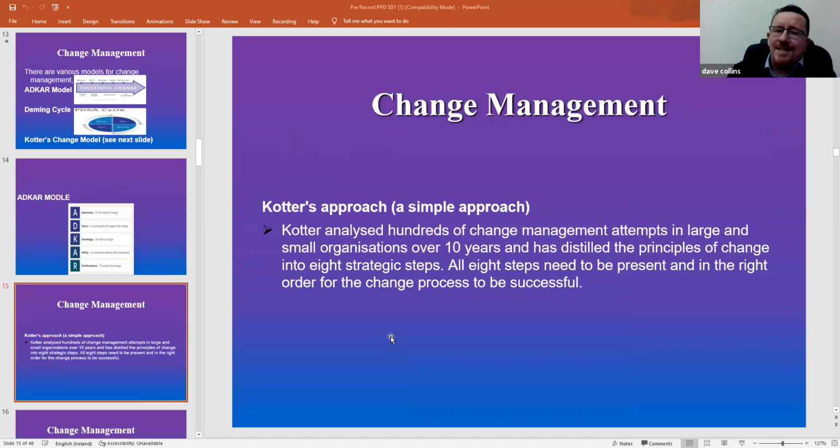Kotter's approach then is a simple approach. Kotter analyzed hundreds of change management attempts in large and small organizations over 10 years and has distilled the principles of change into 8 strategic steps. All 8 steps need to be present and in the right order for the change process to be successful.